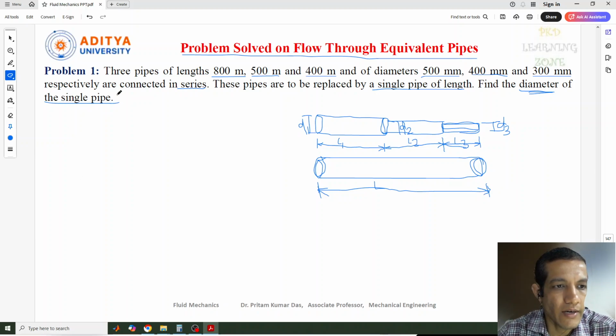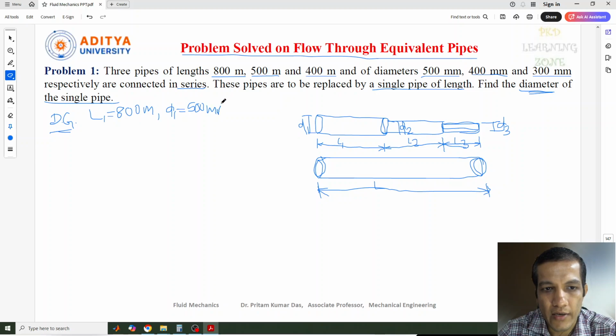So let's write down the data given for this question. L1, the length of pipe 1, is 800 meter. For the same first pipe, the diameter D1 is given as 500 millimeter, which we can write in terms of meter as 0.5 meter. Second one is L2, which is nothing but 500 meter.